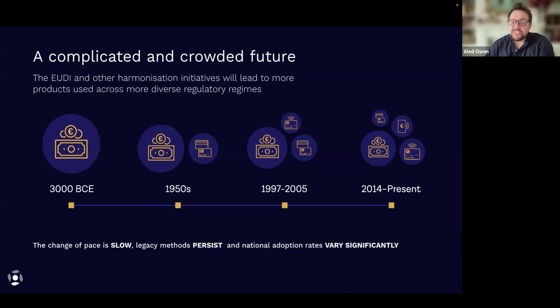Now, in theory, this should simplify the landscape by pushing towards more electronic measures that are interoperable in order to confirm customer identities. But if we use the analogy of payment methods, we can see that the long-term change to products is actually a slow process in spite of obvious incentives like convenience and security.